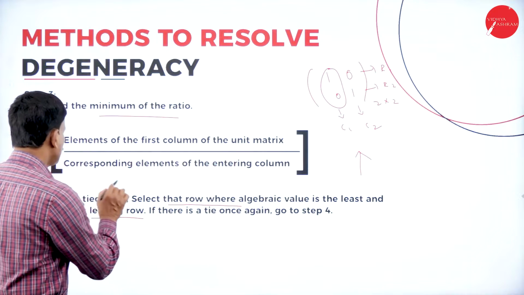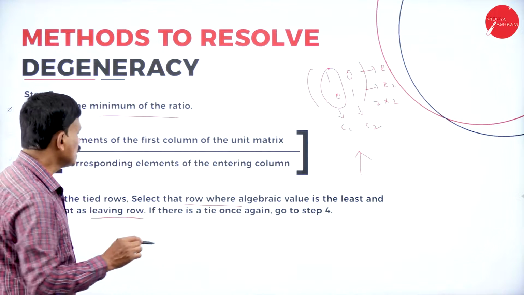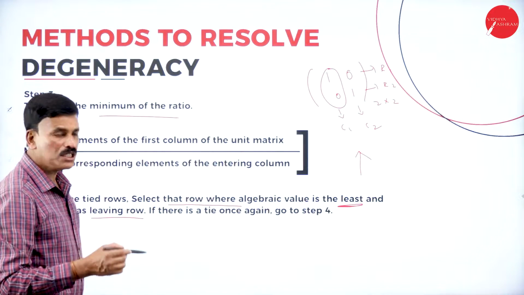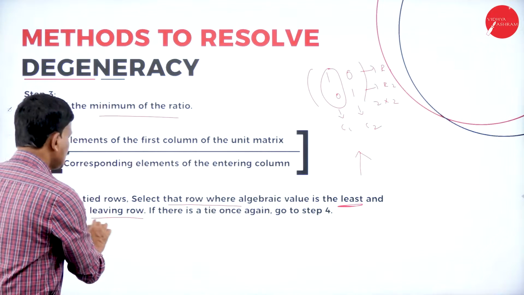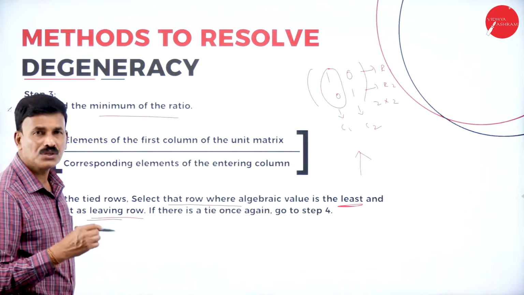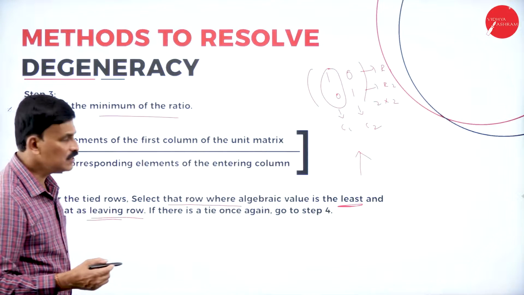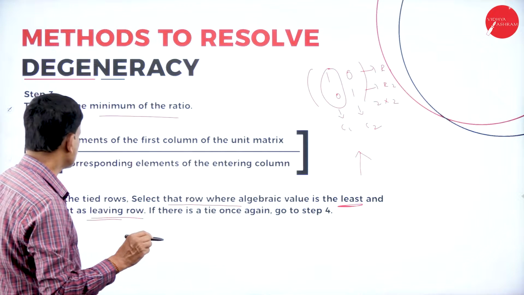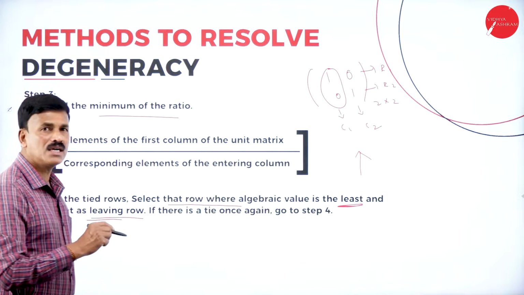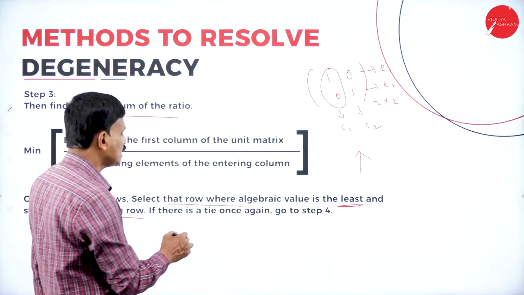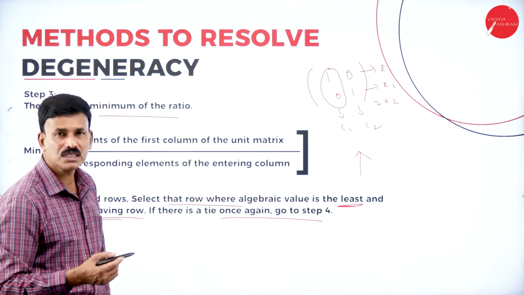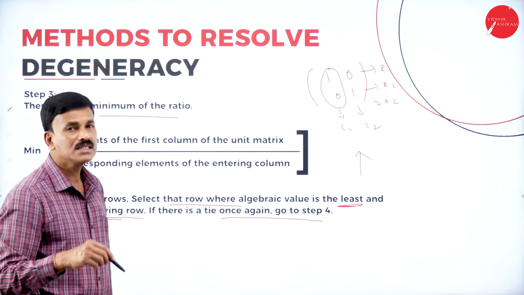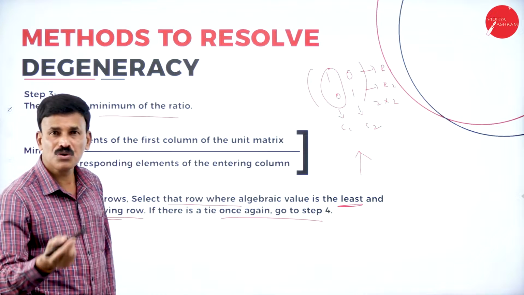For the tied rows, select the row where the algebraic value is least and select that as the leaving row, the outgoing row. So after solving for the tie, find the least value in the ratio table as usual, then select that row as the leaving row. If there is a tie once again, if we get the same values more than 2 times, then we have to go for the next step.